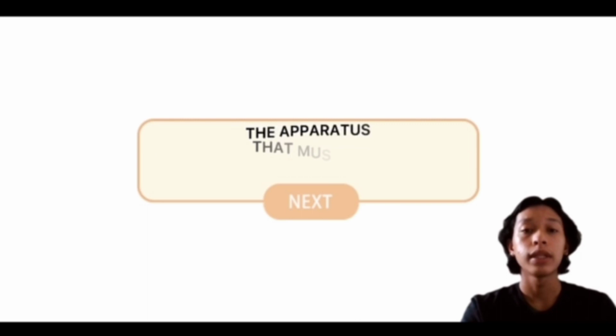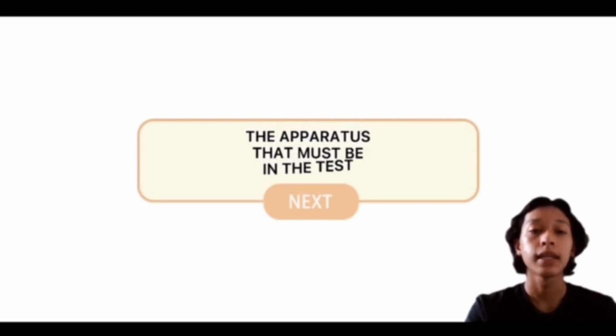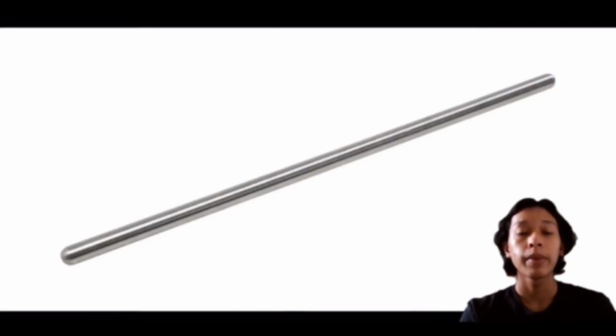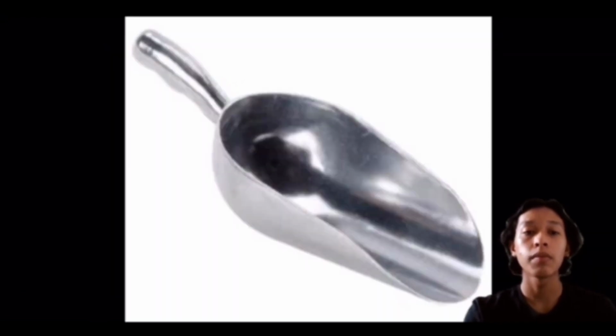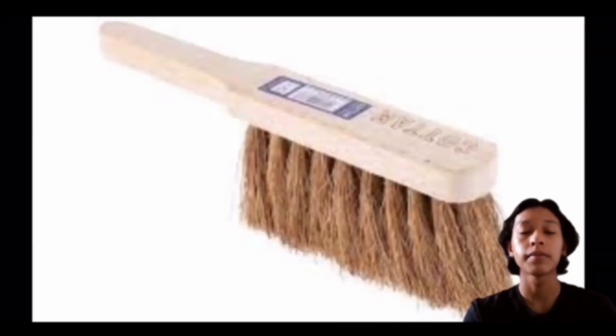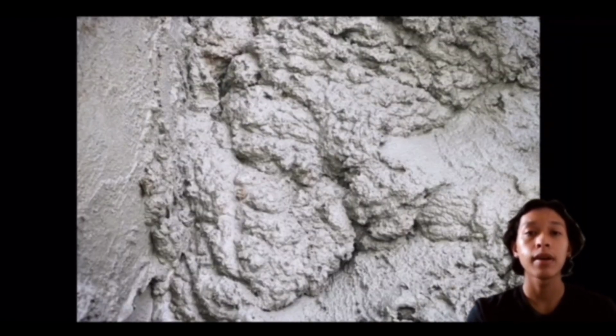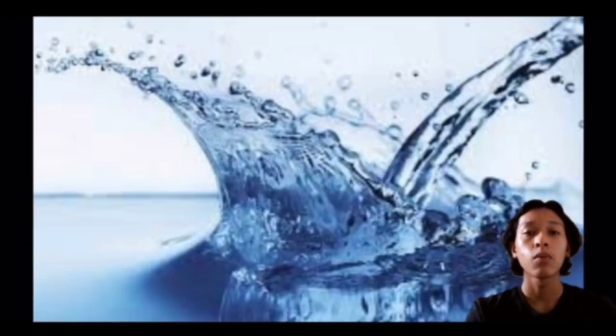Next, I will show you the apparatus that must be used in the test. The first one is the slump cone. The height is 30 cm, the base diameter 20 cm, and the top diameter is 10 cm. The second one is the tamping rod. The tamping rod must be steel, length 60 cm, diameter 16 mm. And the next ones are measuring tape, scoop, base plate, and brush. Then the materials are cement, fine aggregate, coarse aggregate, and water.